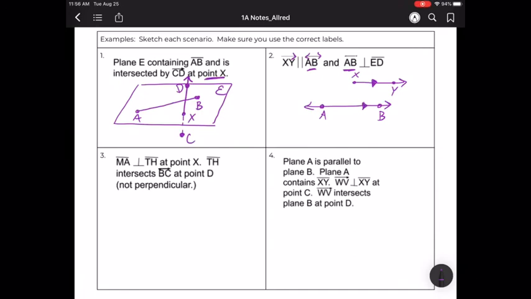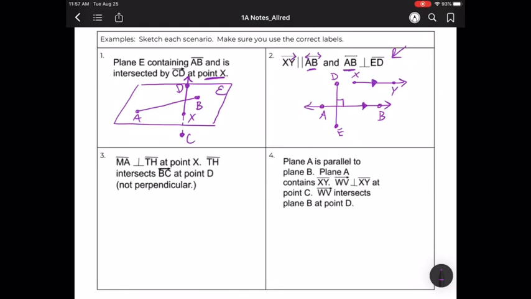But we also have AB is perpendicular to segment ED. So I'm going to draw a segment going through AB, call it ED, and put a right angle box to show that they're perpendicular. That's one way you could make that drawing.